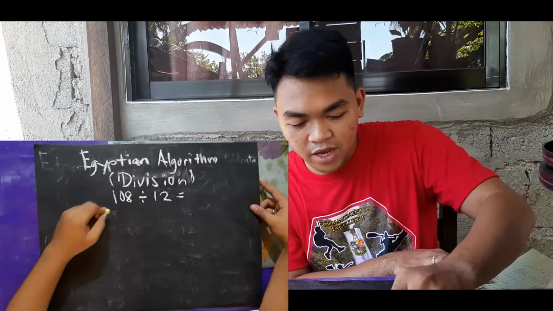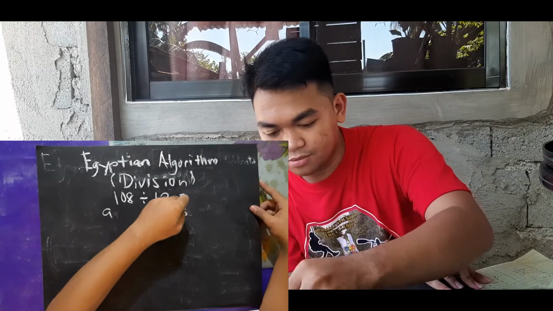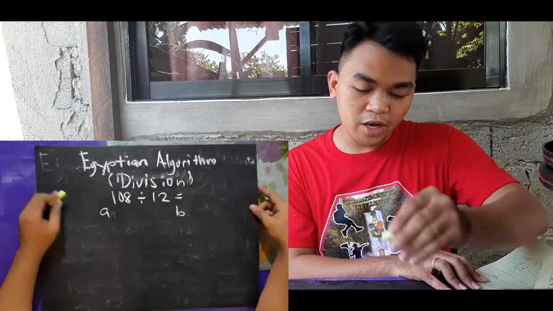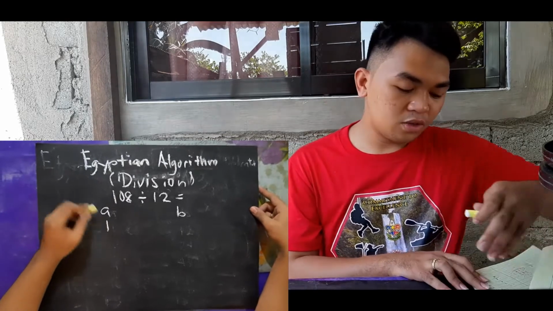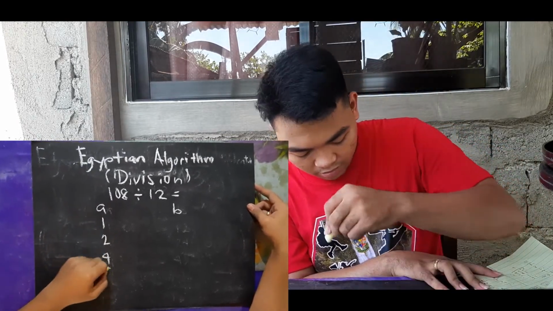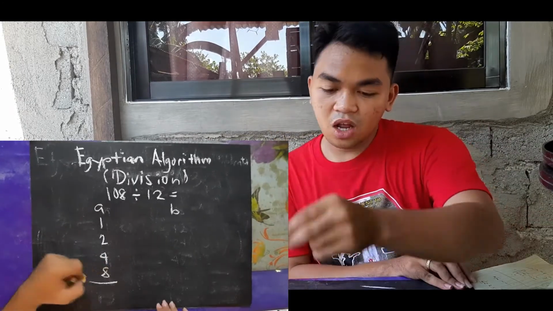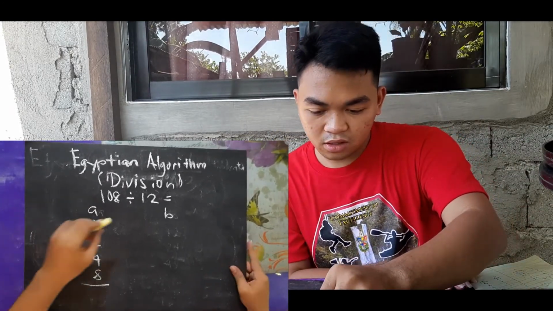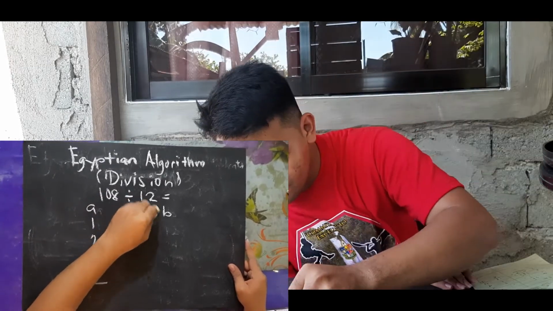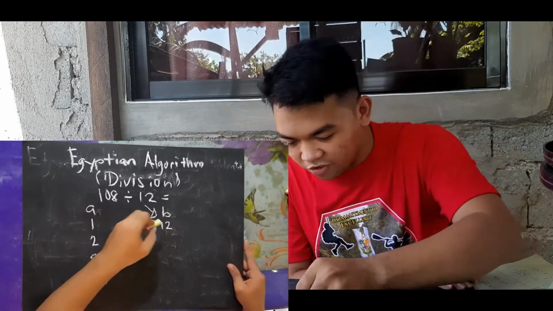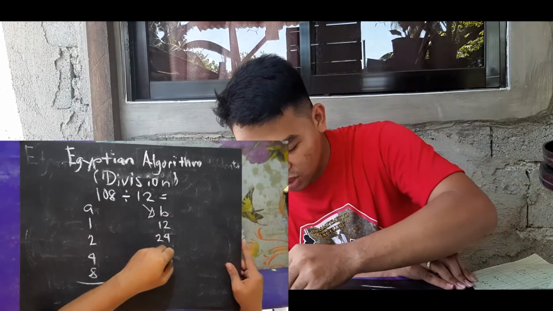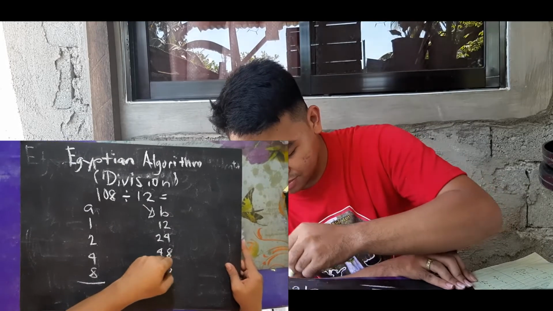So column A, then column B. As I've said, in column A we should start with 1 and double it. 1 plus 1 is 2, then 4, then 8. Then in column B we should start with 12, double it to 24, then 48, then 96.